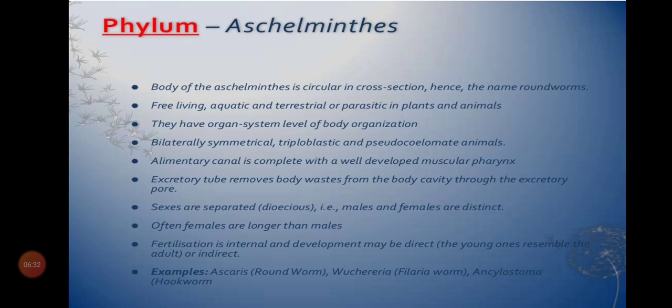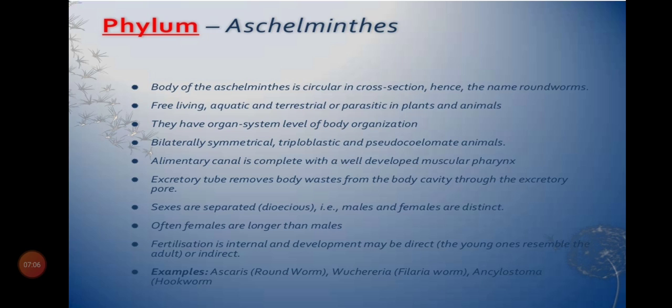According to that rule, Aschelminthes comes in the center after PCCP. So Aschelminthes is a pseudocoelomate. What do you mean by pseudocoelomate? Just like a coelom, but it is not a true coelom, a false coelom. That's why we call it pseudocoelomate. Is that clear, children? So Aschelminthes are triploblastic, pseudocoelomate. And here we cannot see a flat worm. When we take a cross section, if it is flat, we can call it a flatworm.